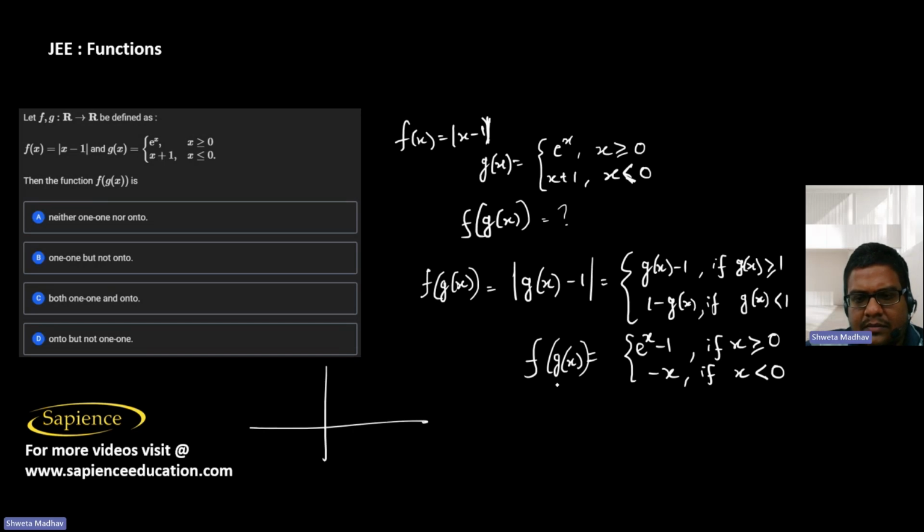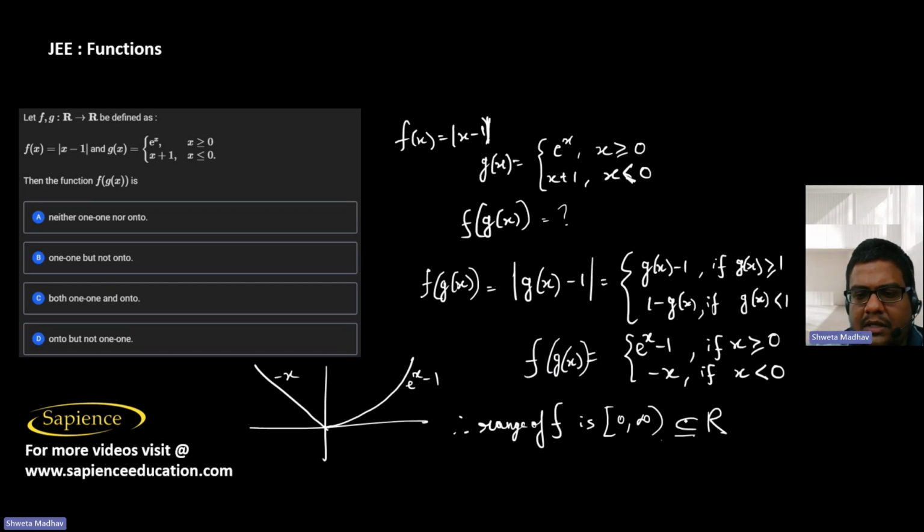Now if we draw the graph, when x is less than 0 it is minus x, it is like this, and e power x minus 1, so the graph will be like this. This is e power x minus 1 and this is minus x. So as you can see, the range of the function is 0 to infinity, which is obviously a subset of R. So the range is not the same as the co-domain, since f and g map from R to R. So R is the co-domain, but here the range is a subset of the co-domain of the function f of g. So therefore the function f of g is not onto.